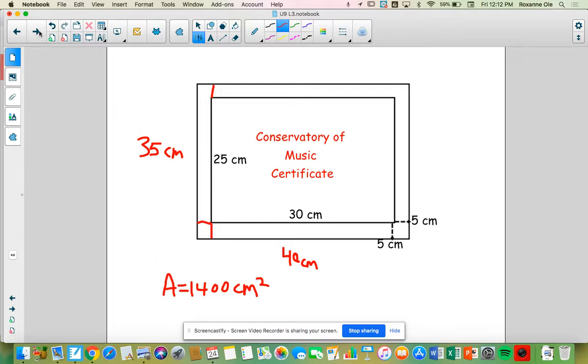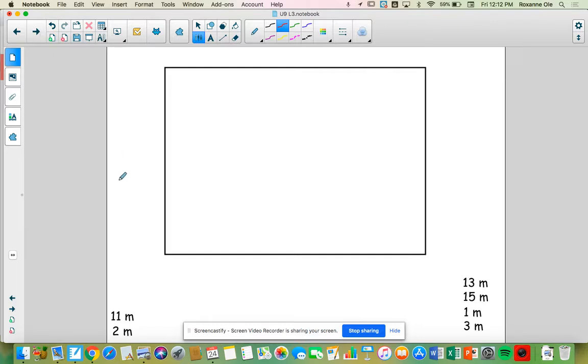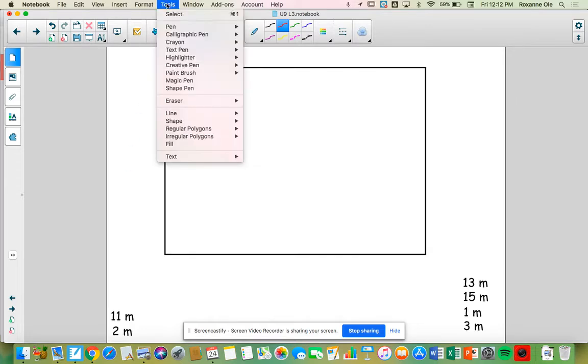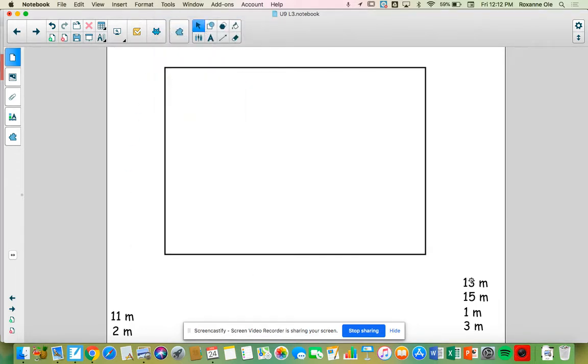Let's look at another word problem. This one is talking about a sports store. It says, Best Ride Sports sells snowboard equipment and clothing. The store measures 15 meters by 13 meters. Now I put some of these dimensions here so I wouldn't have to type them out. So 15 by 13 meters is the store itself. Then it says there's a checkout desk that measures 3 meters by 1 meter.